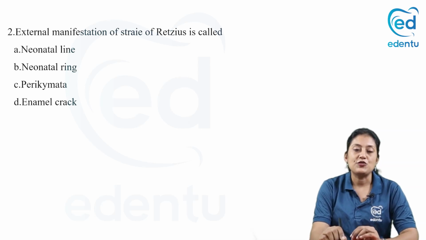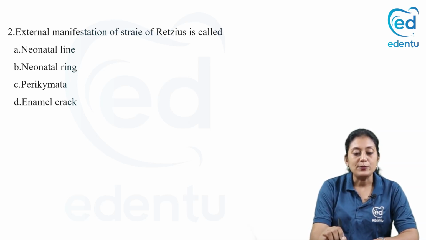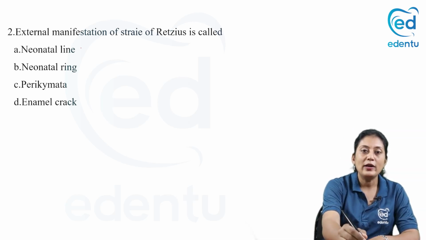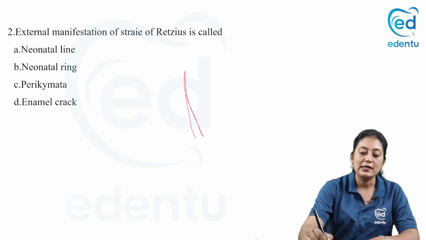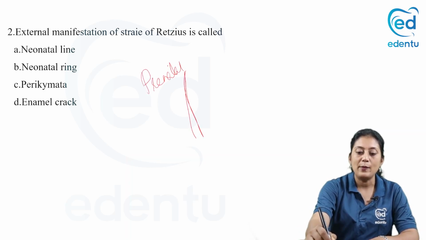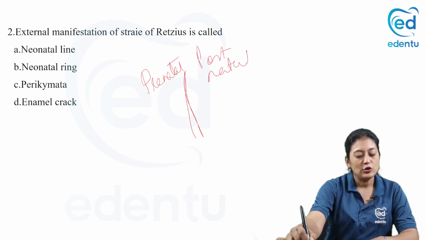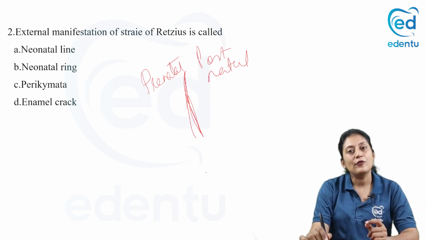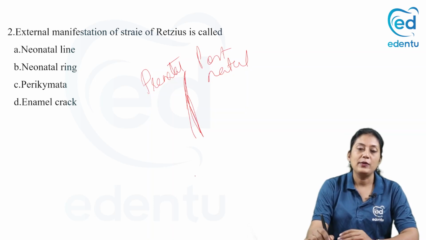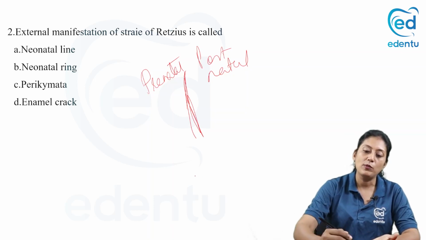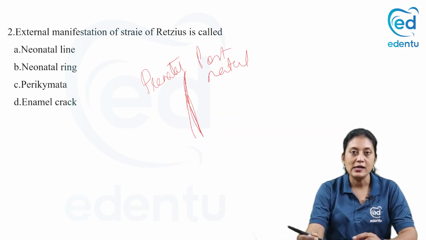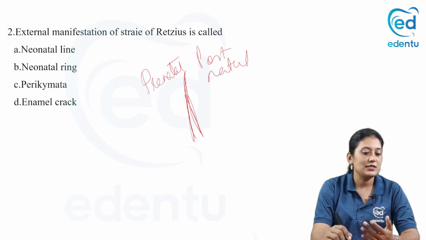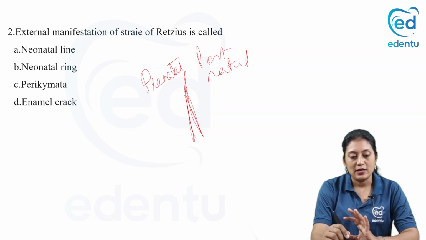External manifestation of striae of Retzius is called as: the options are neonatal line, neonatal ring, perikymata and enamel crack. Neonatal line is the prominent line seen between prenatal enamel and postnatal enamel, seen in newborn individuals in newly erupted teeth, because the enamel formed before birth and after birth is different in quality. That line of demarcation is called the neonatal line. The other name for neonatal line is neonatal ring. So both these options are not correct.